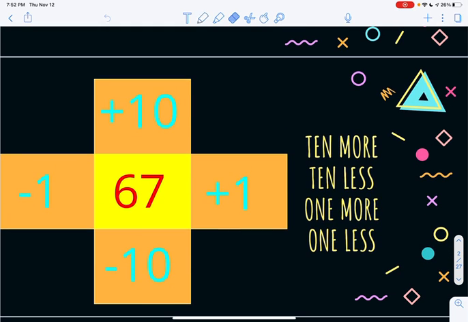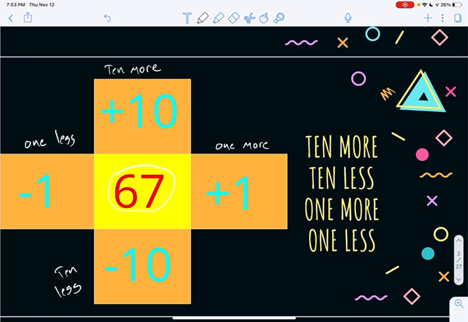So if you notice here, this is a 10 more. This is a 1 more. This is a 10 less. I'll actually spell out 10 though. 10 less. And then here is a 1 less. So what you're trying to do here is you're trying to find the conditions for this number in the middle.